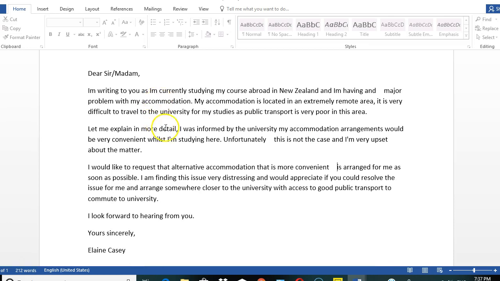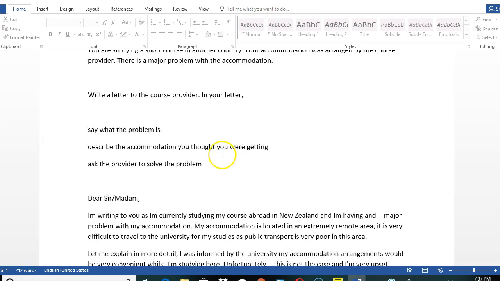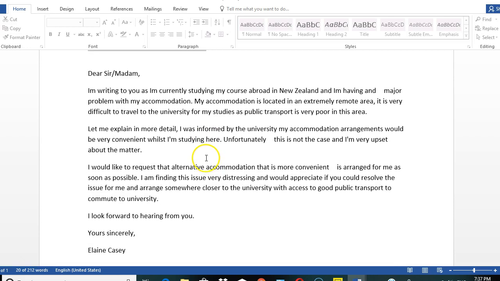Okay, you have three beautiful body paragraphs which mirror the structure of the bullet points in the task. So let's see how it works. Dear Sir, Madam, perfect beginning, and you end with your sincerely and your full name, first name, last name. Perfect, perfect. I always look at this first of all.